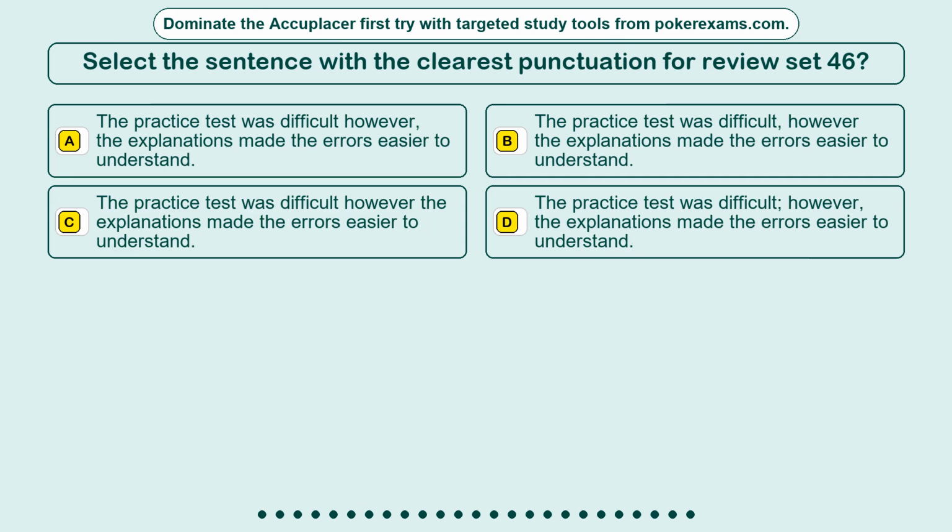Question 19. Select the sentence with the clearest punctuation for review set 46. Option A. The practice test was difficult, however, the explanations made the errors easier to understand. Option B. The practice test was difficult, however, the explanations made the errors easier to understand. Option C. The practice test was difficult, however, the explanations made the errors easier to understand. Option D. The practice test was difficult, however, the explanations made the errors easier to understand.